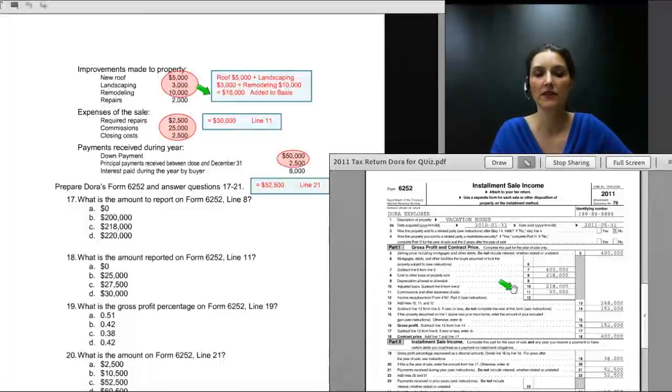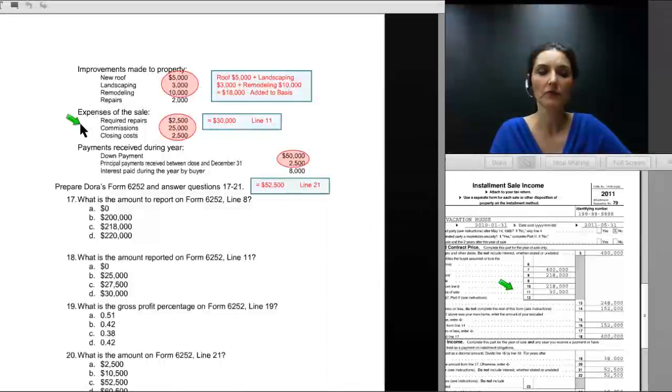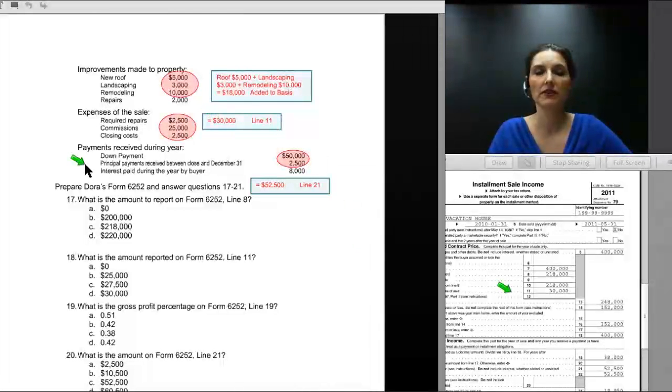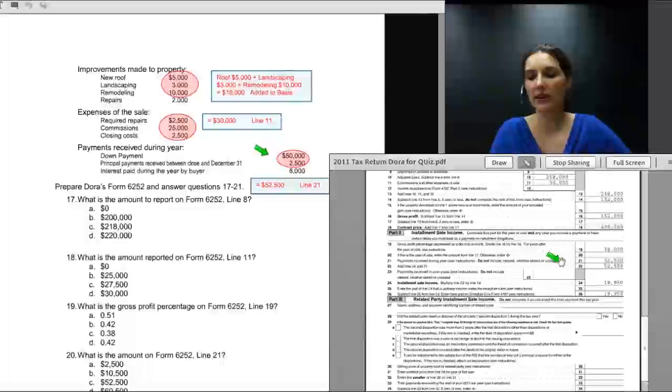Line 11 asks for the expenses of the sale. And we've told you that she had required repairs, commissions, and closing costs. When we add those amounts up, we get $30,000, and we carry that to line 11 of the form. Then we look at the amount of principal payments she received for the year. She received a down payment of $50,000, principal payments of $2,500, and an interest payment of $8,000. We're going to take $52,500 and enter that on line 21 of the form. And here we have entered that right here.